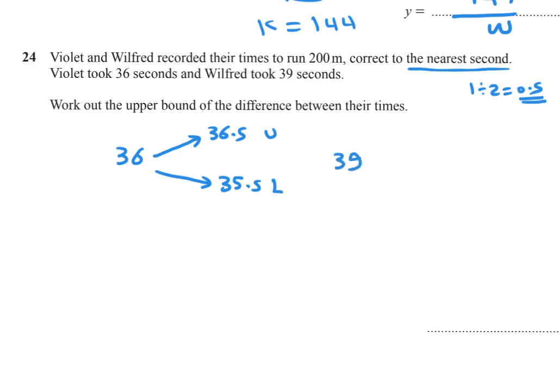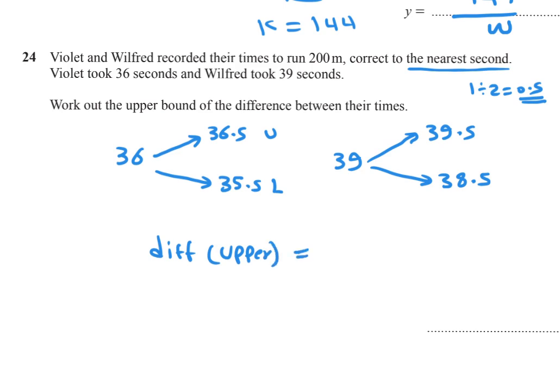The same for 39. We have upper and lower, 39.5 and 38.5. If I need the difference, upper minus lower: upper value for 39 minus lower value for 36. So 39.5 minus 35.5. So 4 seconds.